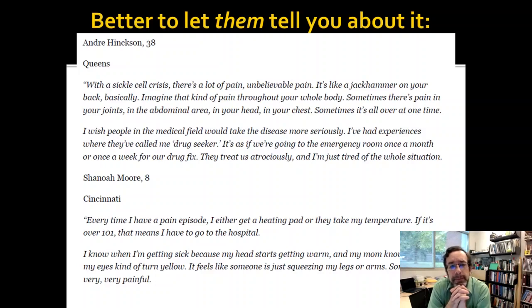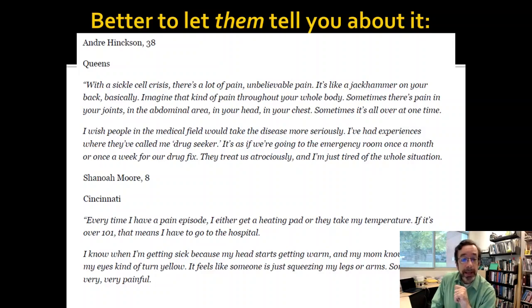I wish people in the medical field would take the disease more seriously. I've had experiences where they've called me a drug seeker. Because it's happening in the capillaries, there's no big physical manifestation of it. You have to see that the patient, there's sometimes little things like jaundice, there's little things that you can see, but they're not the big kind of things, they're not proportionate to the pain. And so the 38-year-old, he says that he's just tired of the whole situation.